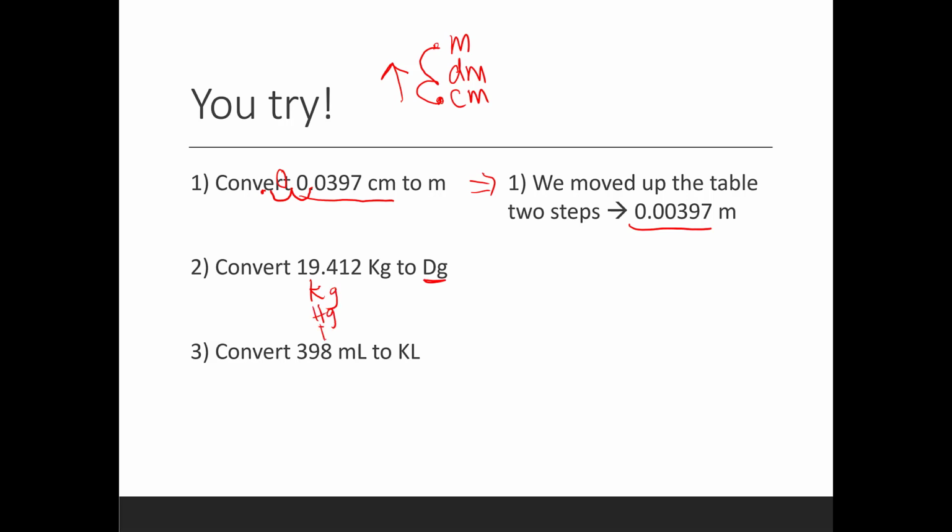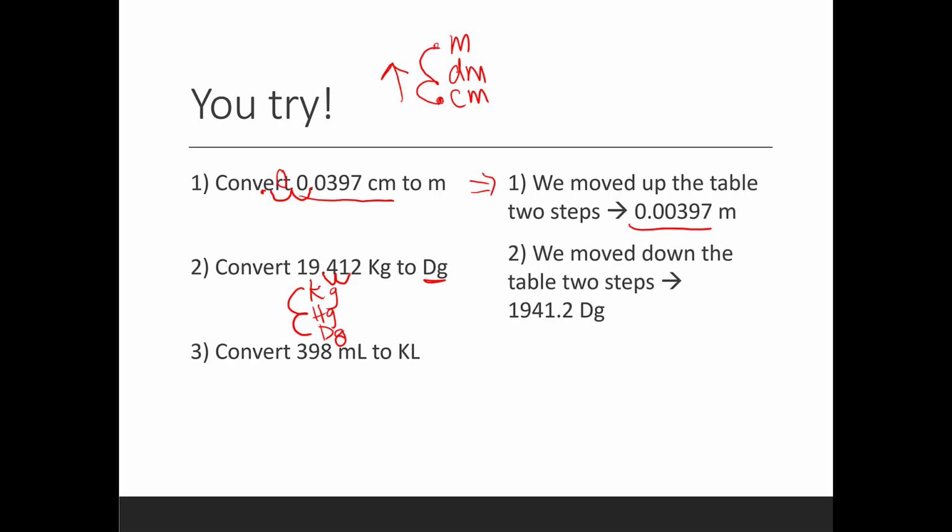Now, going from kilograms to decagrams, it's kilograms, hectograms, and then decagrams. So we are going down the table 1, 2 jumps. When we go down the table, we move the decimal to the right. So we're going to move it 1, 2 times to the right. We are going to end up with 1941.2 decagrams. That's one. If you haven't tried it yet, please go ahead and do so.